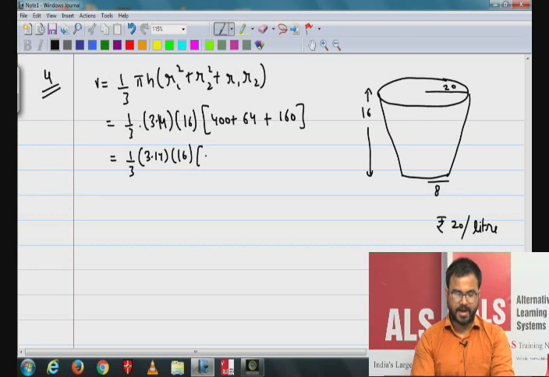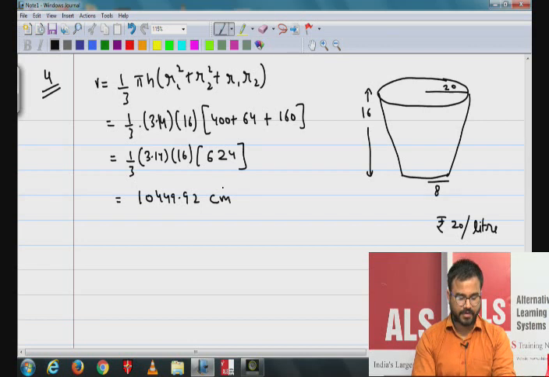If you add this, that will become 624. Now if you solve this, it will be 10449.92. Since all the values are in centimeter, it will be centimeter cube.